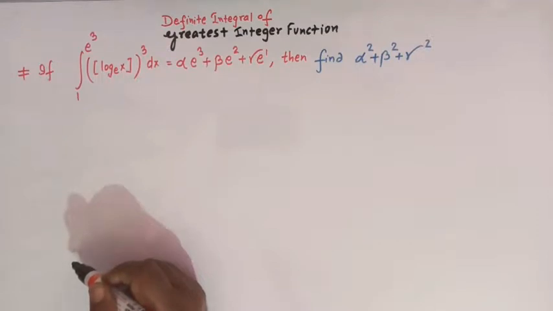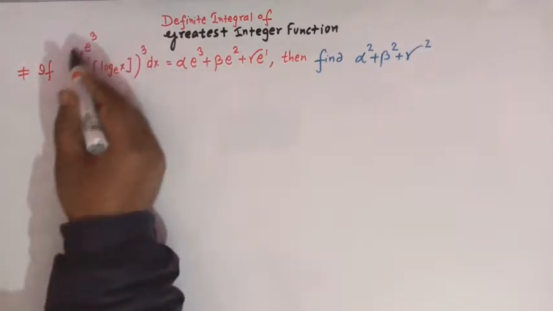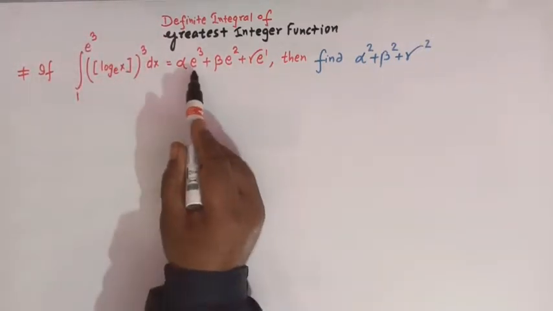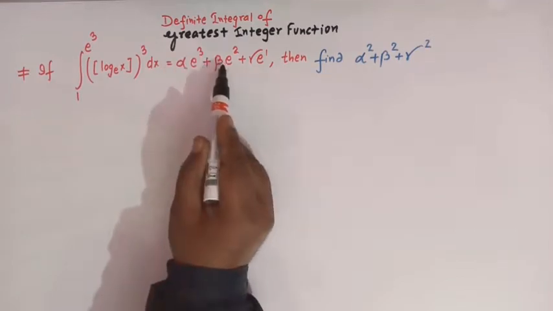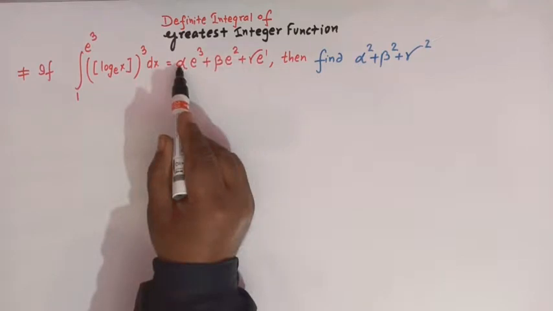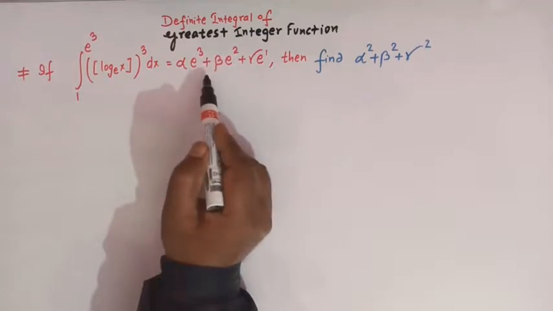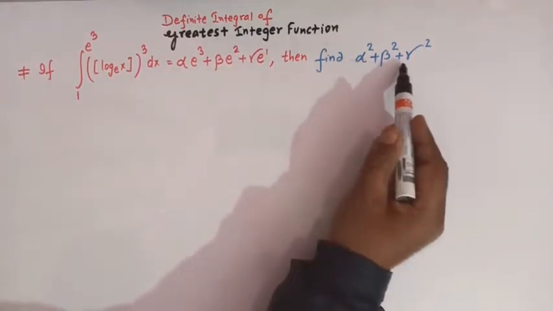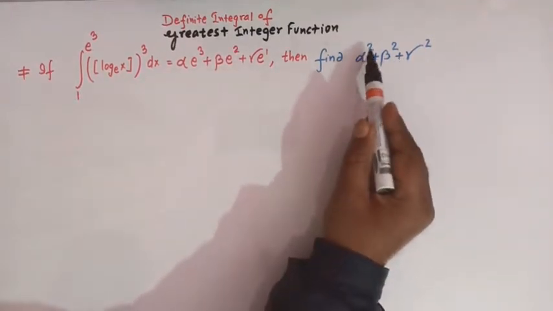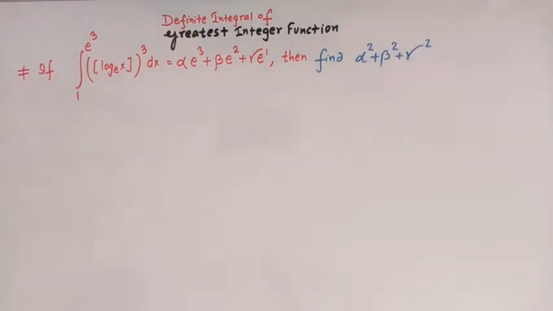So what we will do here, we'll find the value of this integral in terms of e cube, e square and e raised to 1, and the coefficients, that is alpha, beta and gamma, will be determined, and then we can easily find out the value of alpha square plus beta square plus gamma square.